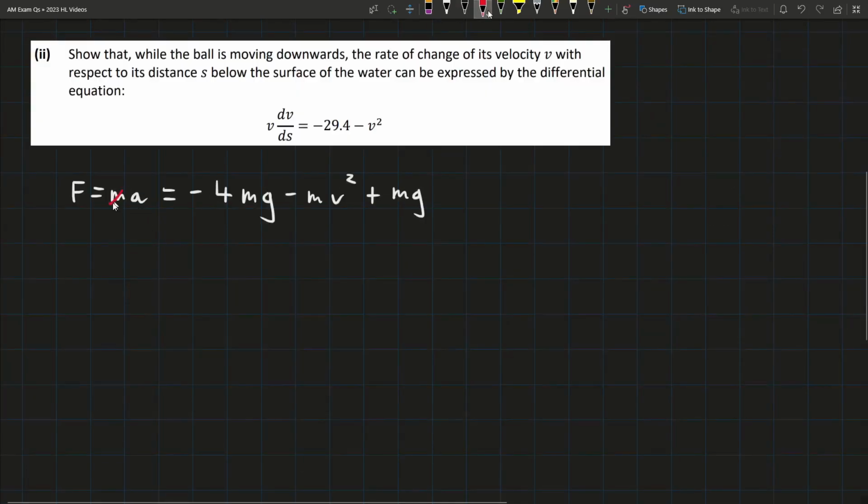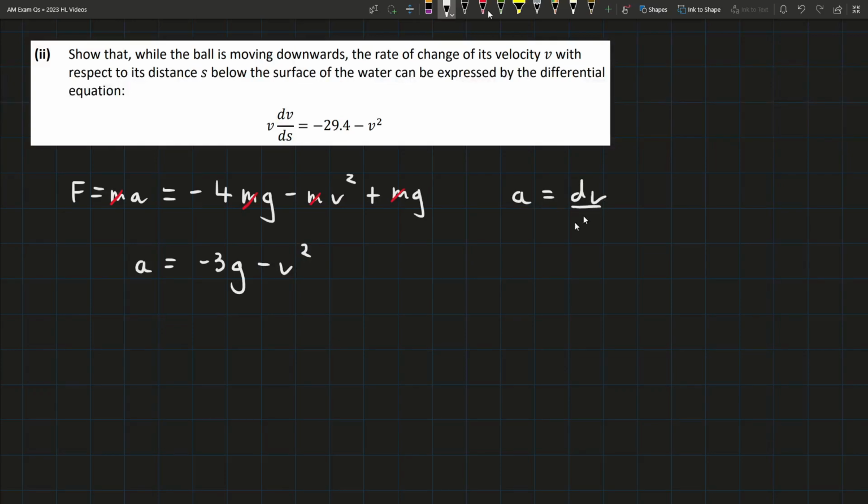Now we can simplify a few things. Those m's are going to cancel if we divide across by m, and we get that a equals, now minus 4g plus g is going to be minus 3g minus v squared. Now a equals dv over dt. Acceleration is the rate of change of velocity, and we can get the form they have up here by multiplying by ds over ds. Of course, technically, we're just using a trick here. They're not actually fractions, but this is an easy way of thinking about it.